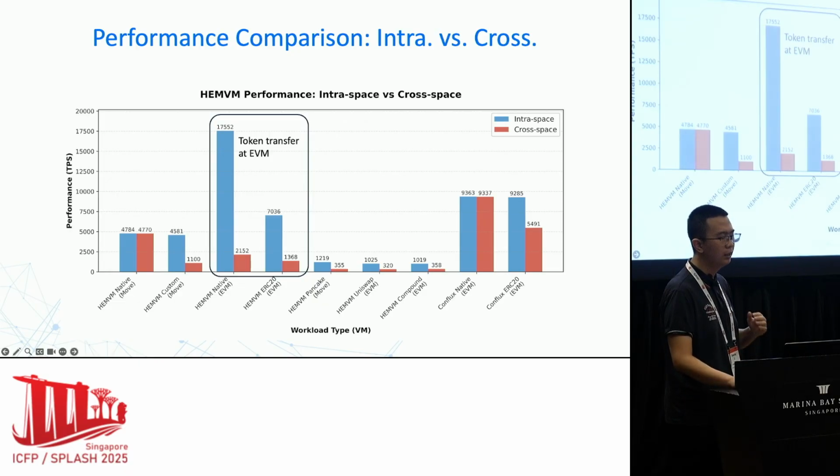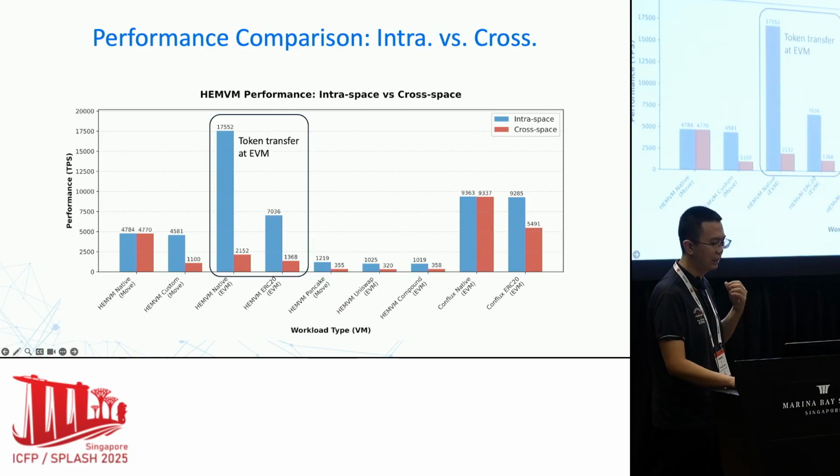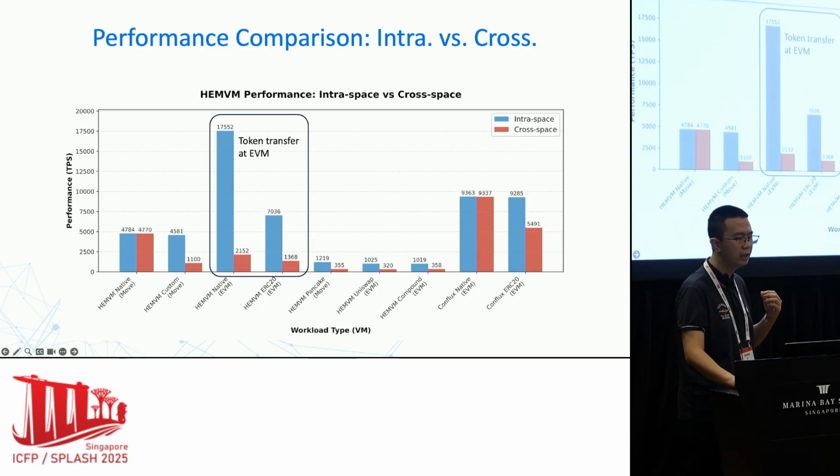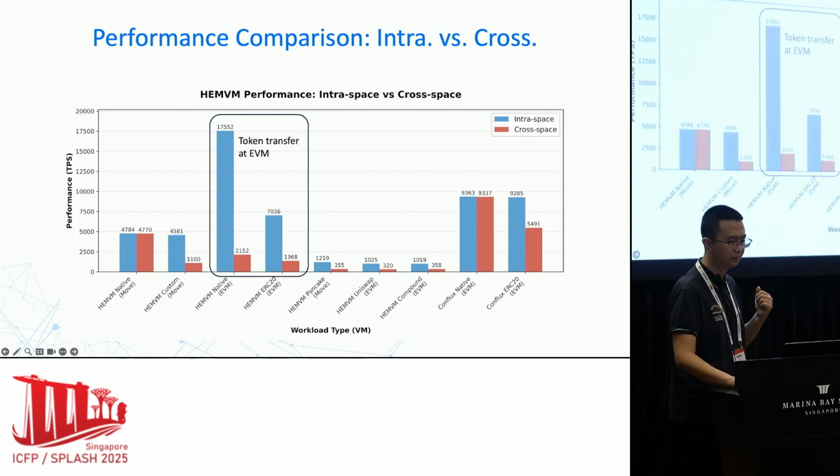So when we look at the performance of the cross-VM implementation, we will see that the performance drops significantly, because the official implementation of token transfer for the Move language is more complicated than the EVM. And also, for the cross-VM implementation, we must reuse the Move official implementation.